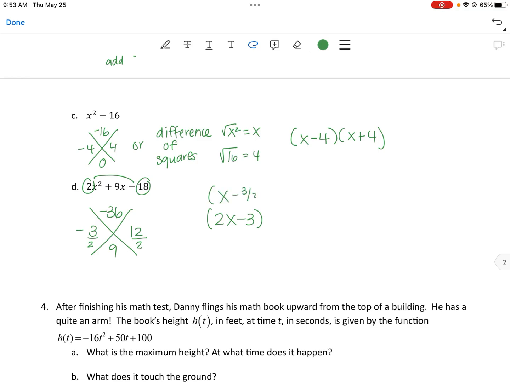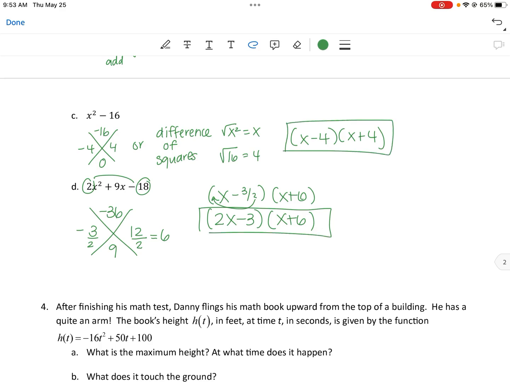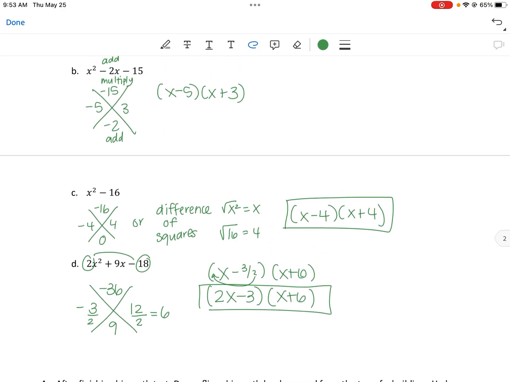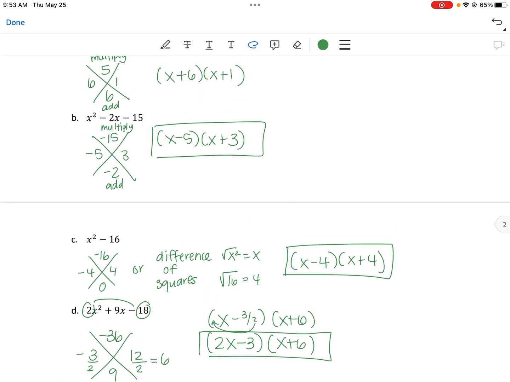And sometimes you may even see it written like this first, and we're going to move then that 2 out front so we don't have that fraction. And then this one, it simplifies to 6, so the other factor is x plus 6. You do need to have it in this second format. That first format's not acceptable because you're not going to end up getting 2x squared when you go back through and multiply it. Okay.